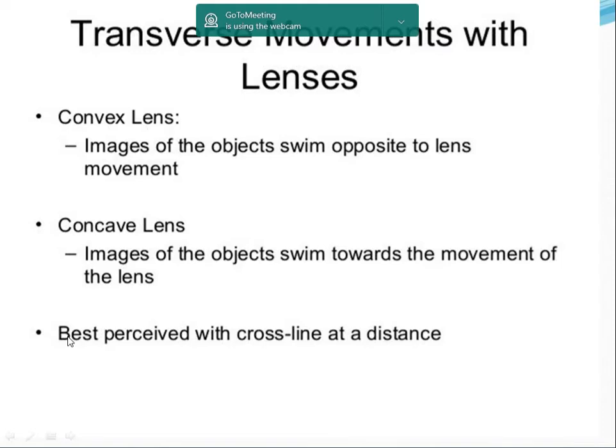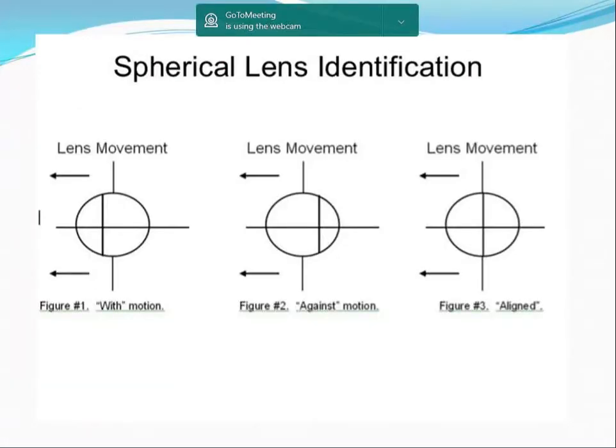Okay? Oppositely, when you are moving towards the left and the image moves to the right, or when you are moving the lens up and the image moves down, then it is a convex lens. So what you have to remember is this: with motion, concave lens; against motion, convex lens. Okay? When there is no motion, then it means it is a plane lens. There is no movement. Okay?